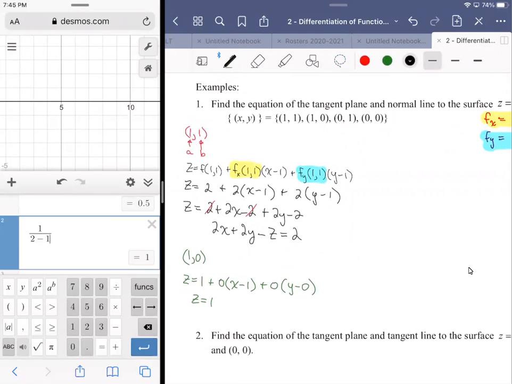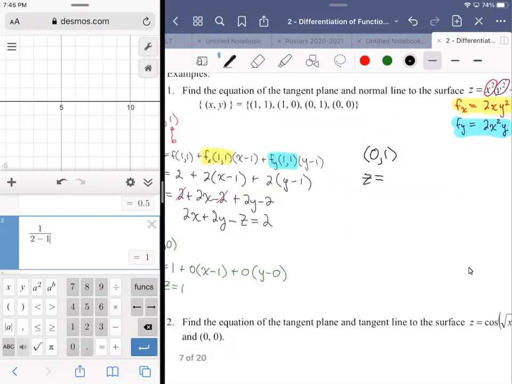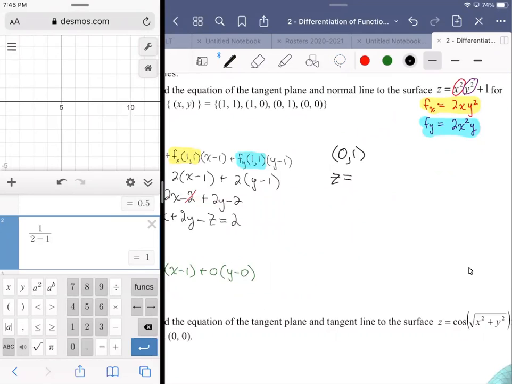For 0, 1, z equals, plugging in a 0, 1 for x and y still gives a 1. But then, like I said before, plugging in a 0 for either x or y in the first order partial is going to give a 0, so everything else is going to collapse away. So you just stop right there. And then just move on to the 0, 0 case.